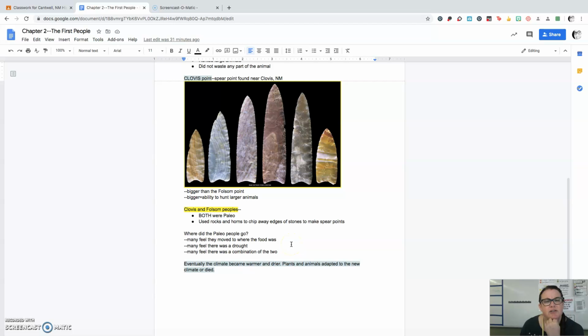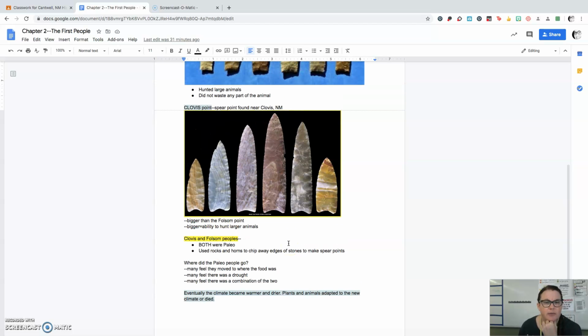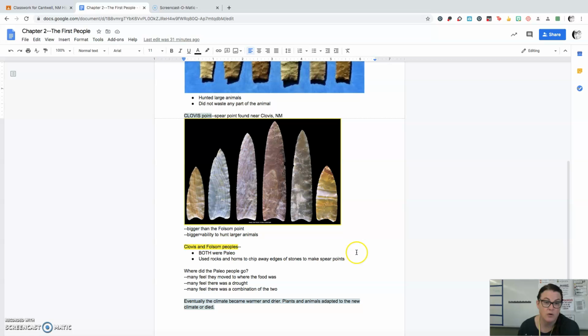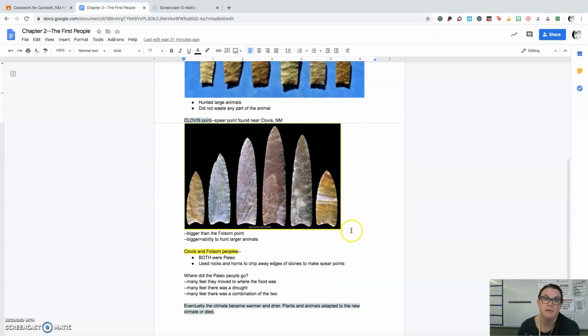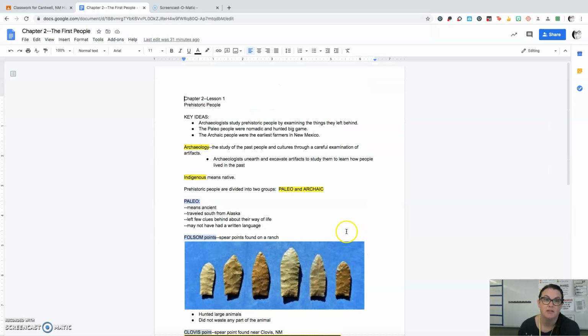Archaeologists are not really sure where the Paleo people went. Many feel that they moved to where the food was, and many feel that there was a drought, there was no rain or water, and some feel that there was a combination of the two. Eventually, as time went by, the climate became warmer and drier, and plants and animals either adapted to the warmth or they just died off and became extinct.